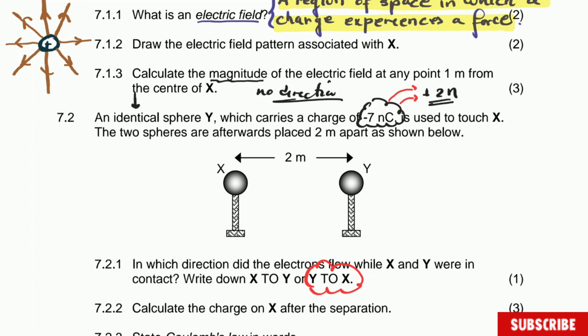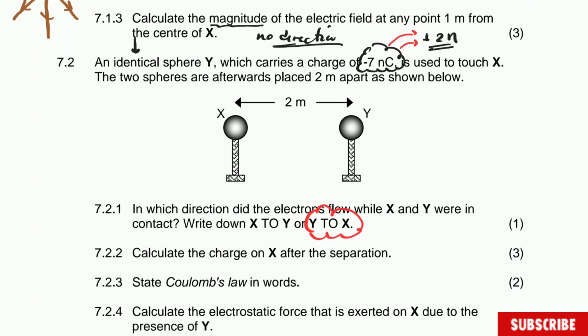Calculate the charge on X after separation. So now this question, 7.2.2, calculate the charge on X after separation. Now, this is conservation of charge. So the charge must stay constant from the beginning during this process. Now, what we are going to do is calculate the new charge, Q new. And this one was done in previous grade.